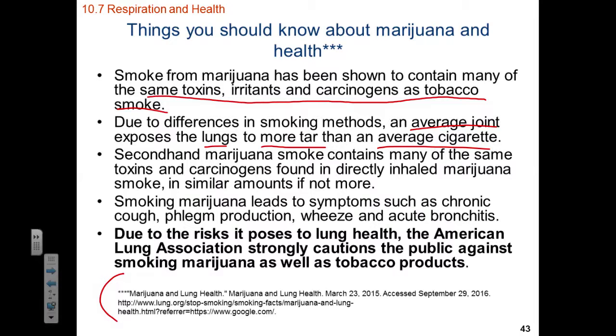Smoking marijuana has been shown to lead to chronic cough, phlegm production, wheezing, and acute bronchitis in patients. And to summarize the American Lung Association's position, the American Lung Association strongly cautions the use of marijuana in addition to the use of tobacco products.